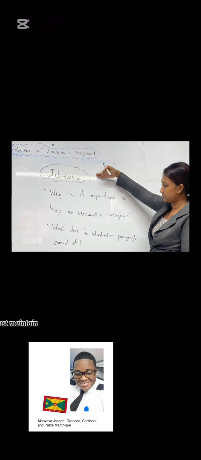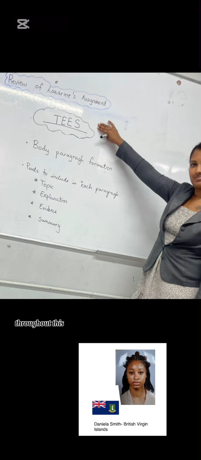Lazarine must maintain a professional and informative tone throughout this paragraph. Both personal opinions and language that is filled with emotions must be excluded.